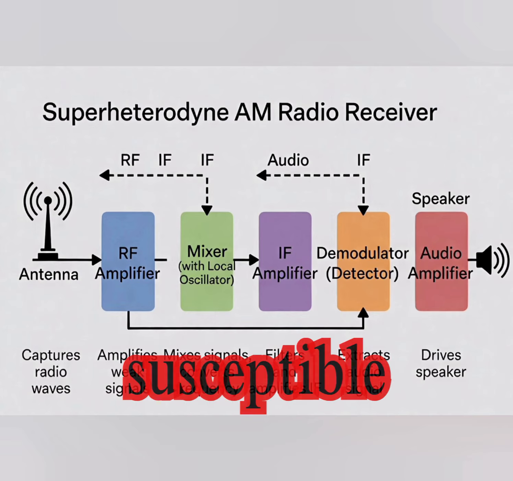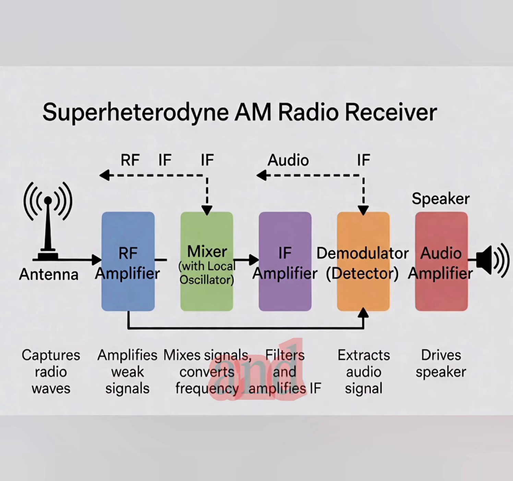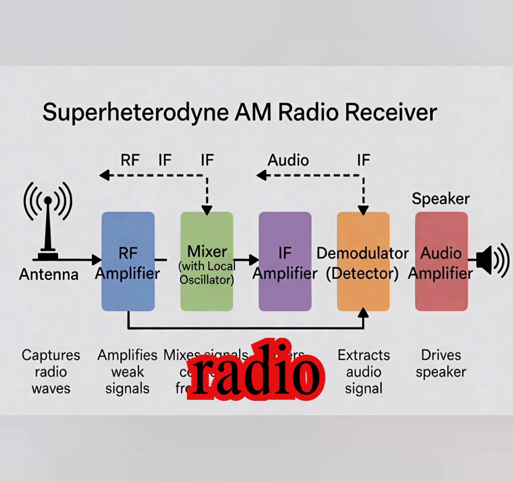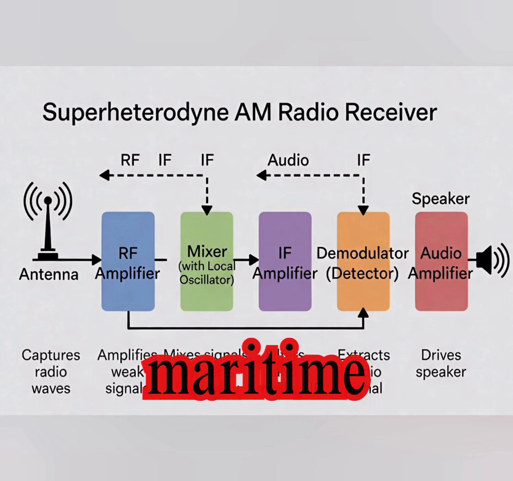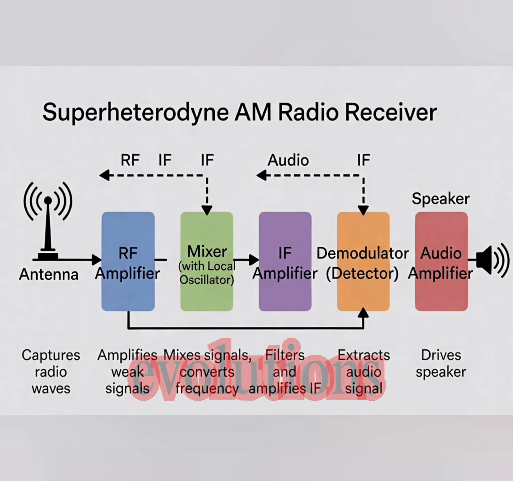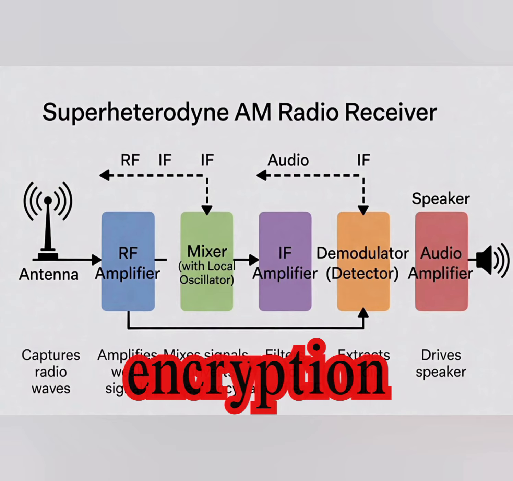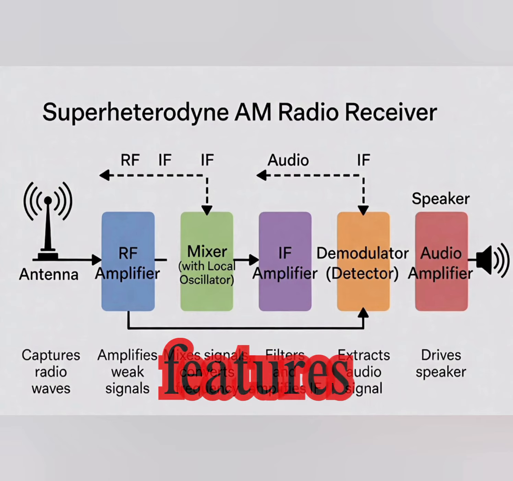Limitations for balance. Susceptible to interference, limited bandwidth and crowded spectrum, and range depends on power/frequency/environment. Radio remains foundational for broadcasting, aviation, maritime, emergency services, and modern wireless tech. Wi-Fi, Bluetooth, etc., are evolutions of similar principles. Modern digital radio adds encryption, clearer audio, and data features.